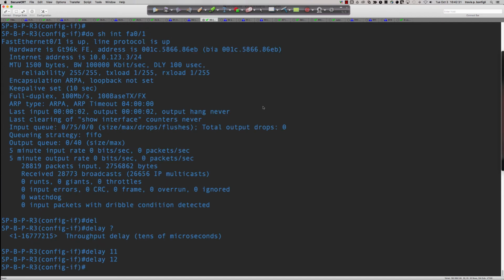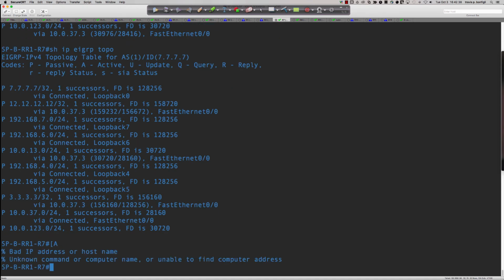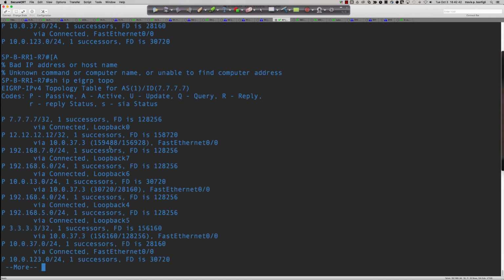Well, let's go back over to router 3. Let's change the delay to 13. And now let's come back over here to router 7. Whoops. There we go. And now we take a look. Now it's 159,488. But the feasible distance is still the same.